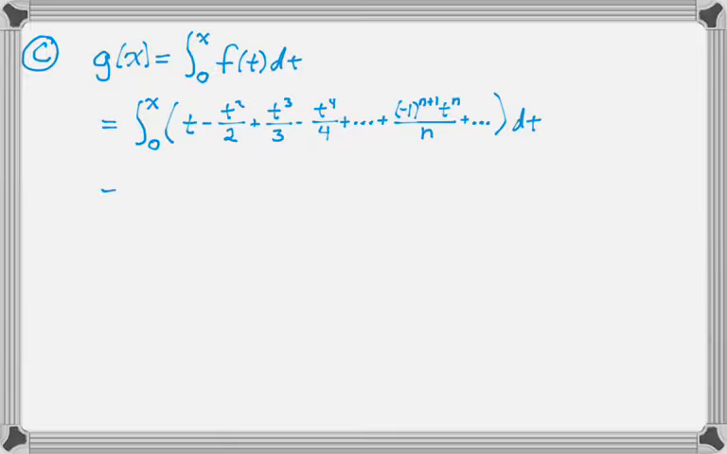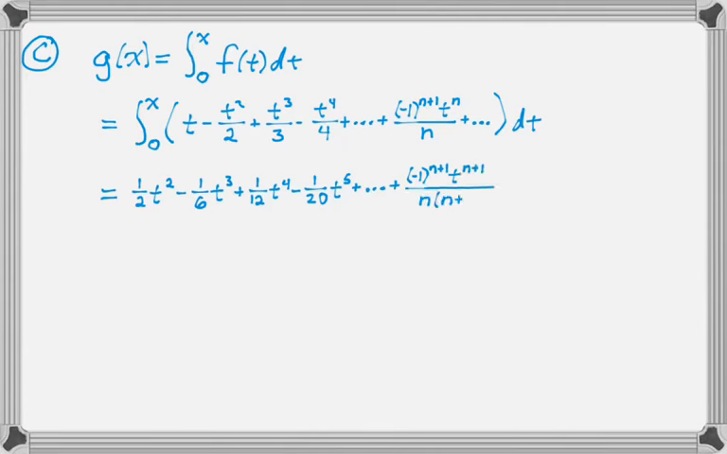I'm going to go through and integrate each individual term with the power rule. That gives me 1/2 t squared, minus 1/6 t cubed, plus 1/12 t to the fourth, minus 1 over 20 t to the fifth, and then the general term. The only variable is t, so that becomes t to the n plus 1. The other things just stay the same, and then divide by n plus 1. And we need to evaluate this from 0 to x.